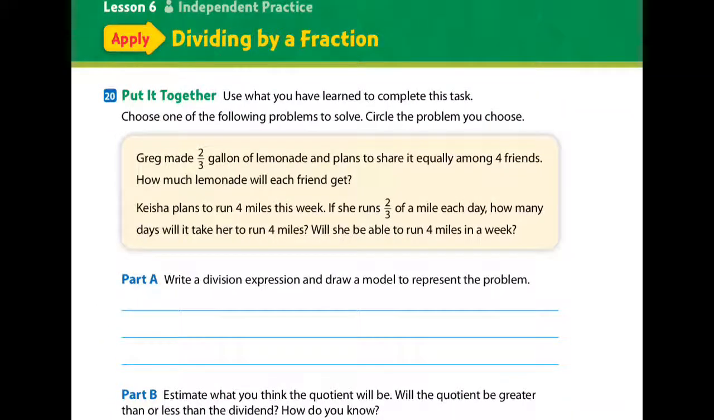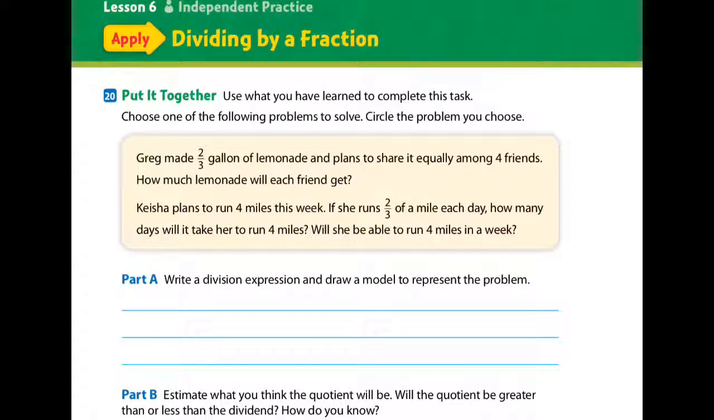Now, in this one, it says Greg made 2/3 gallon of lemonade and plans to share it equally among 4 friends. How much lemonade will each friend get? So there's your first choice. Now in the second one, it says Keisha plans to run 4 miles this week. If she runs 2/3 of a mile each day, how many days will it take her to run 4 miles? And will she be able to run 4 miles in a week?